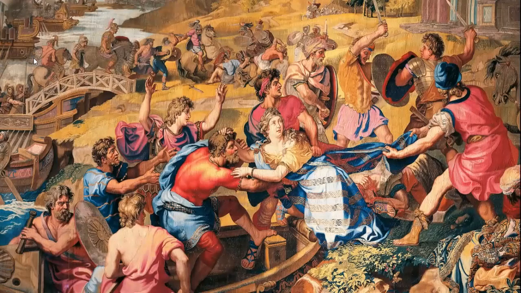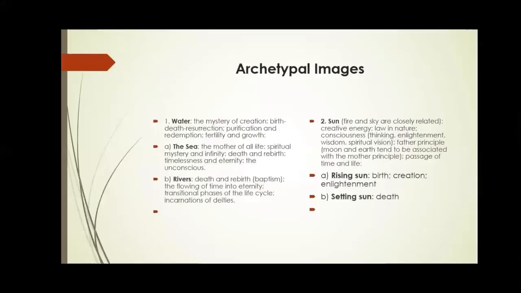So if you look into this, you have different things happening there. We have water, which is an archetype of the mystery of creation, birth, death, resurrection, purification and redemption, fertility and growth. This is an image very relevant to Helen because it's like her birth, death, and resurrection. Her birth because she will be a Trojan and her death as a Spartan. So it's her birth, death, and resurrection. At the same time, her purification and redemption.